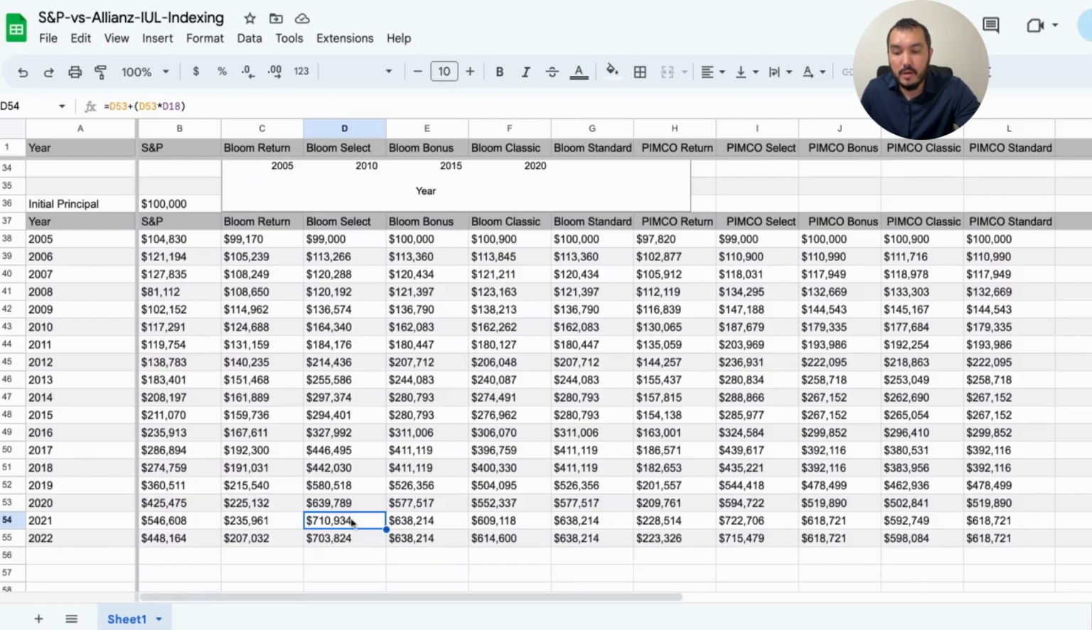So you can see that whereas the S&P, even though the starting balance in 2021 was less at 546,000, went down by almost $100,000 from 2021 to 2022. So that's a big drop. Whereas the Bloomberg Select went down $7,000, starting with a higher amount, and the PIMCO Select went down about $7,000 as well. So that is the real power in using these index strategies, and it's really why I think this is the foundation of my own wealth growth, even more so than my Roth, even more so than my brokerage accounts, even more so than really anything. So it's extremely powerful when you don't have compounding interrupted.